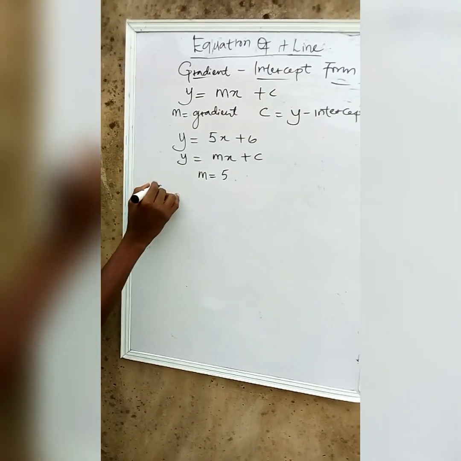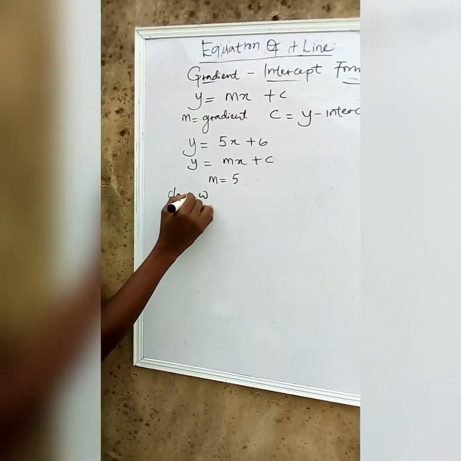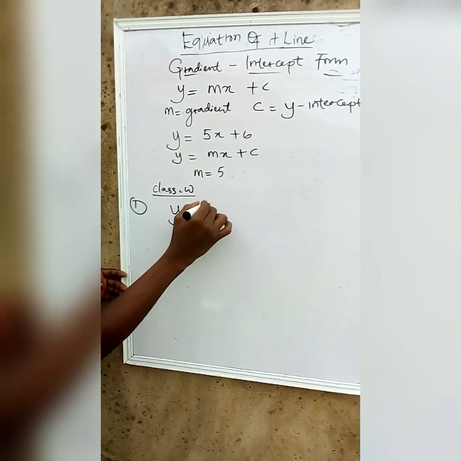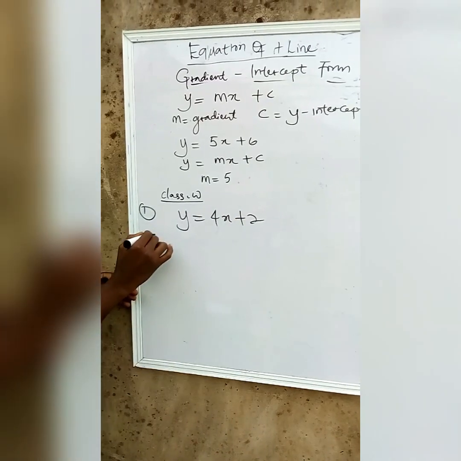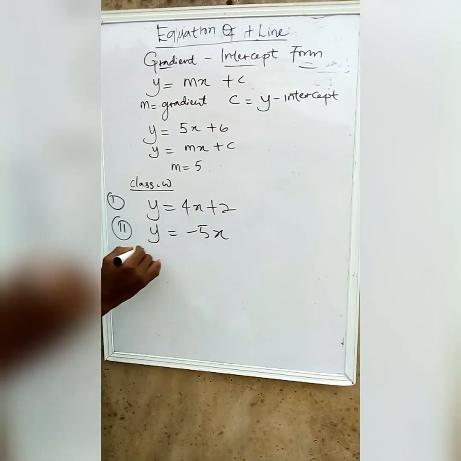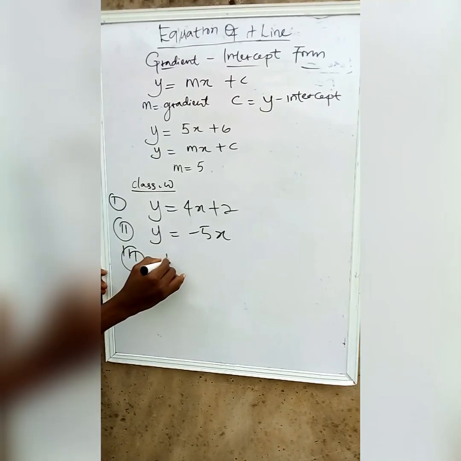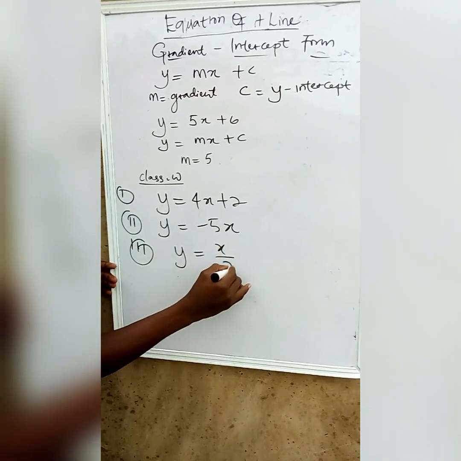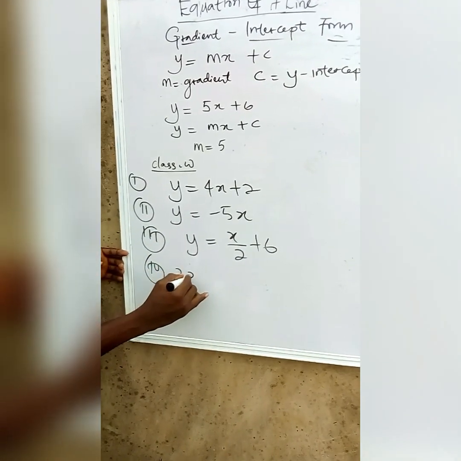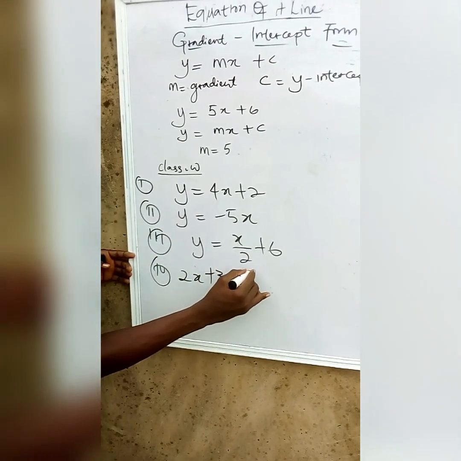So try to do this one. Get your gradients from the following. The first one, y is equal to 4x plus 2. Second one, y is equal to minus 5x. Then the third one, y is equal to x over 2 plus 6. The fourth one, 2x plus 3y is equal to 6.